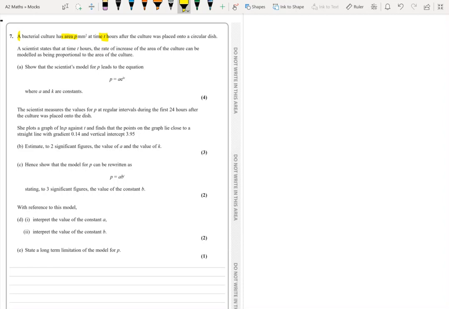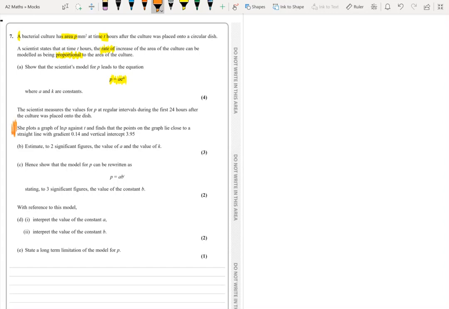Scientists talking about rate of increase being proportional to area. So we've got rates, so d dt. And we've got to show that his idea leads to this exponential equation. So we've got to get from rates to that equation. Later, it looks like logarithms are coming in.